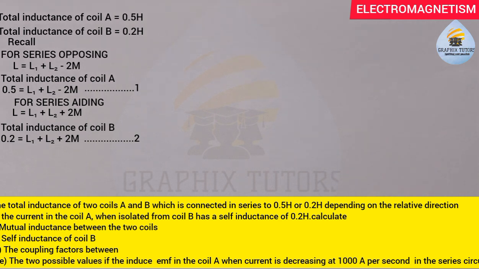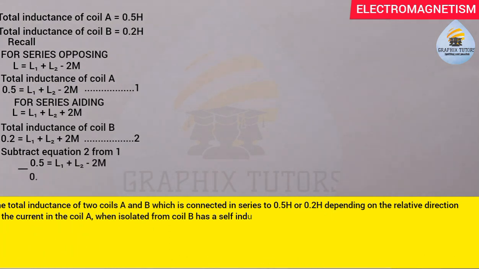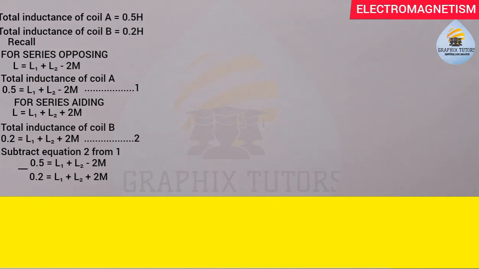Now what I will do is I'll try as much as I can to avoid negatives, right? So I'm going to subtract equation 2 from 1. Is that okay now? No matter what you do, you try to subtract the lower inductance from the higher inductance. So I'll be having 0.5 equals L1 plus L2 minus 2M, minus 0.2 equals L1 plus L2 plus 2M.